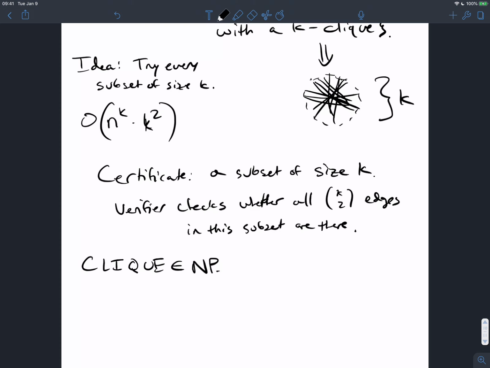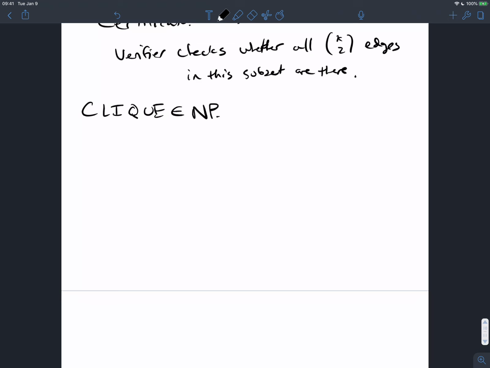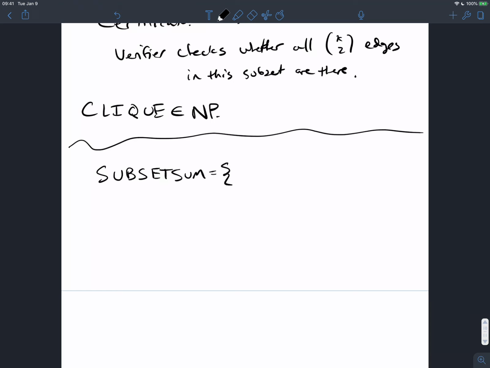What's the next one? How about this? Maybe I won't get to all of it, but I come across this literally every day in my own research. In fact, almost all my research is devoted to a problem like this one, so therefore it must be important. It's called subset sum. Actually, I'm thinking of a different one. It's called set cover.